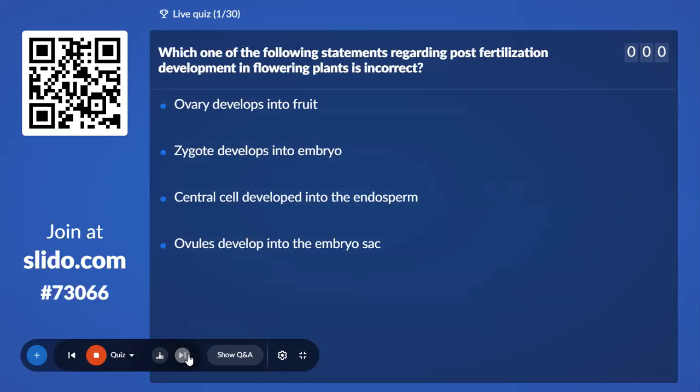Which one of the following statements regarding post-fertilization development in flowering plants is incorrect? Ovary develops into fruit, zygote develops into embryo, central cell is developed into the endosperm, ovules develop into embryo sac.